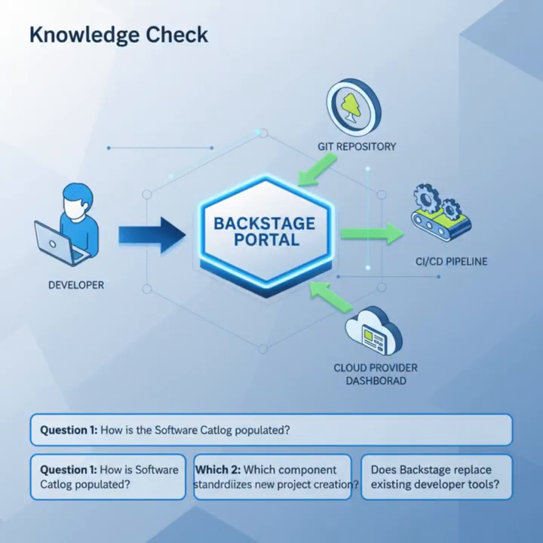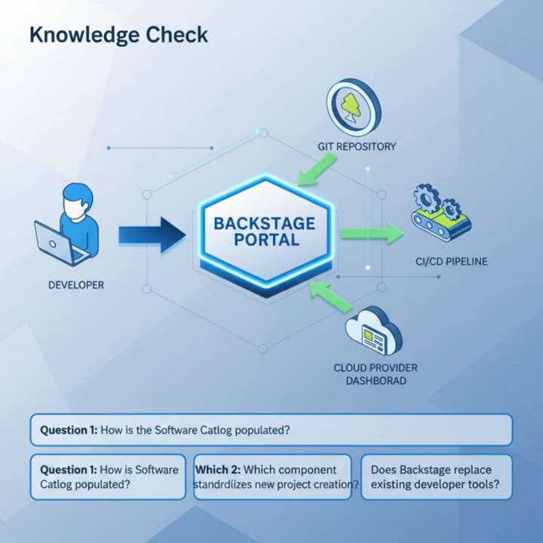Let's take a moment to review these core concepts with a few questions. First question: what is the primary mechanism for populating and maintaining the Backstage software catalog? If you said catalog-info.yaml files stored in source code repositories, you are correct. This as-code approach ensures the catalog remains accurate and up-to-date.